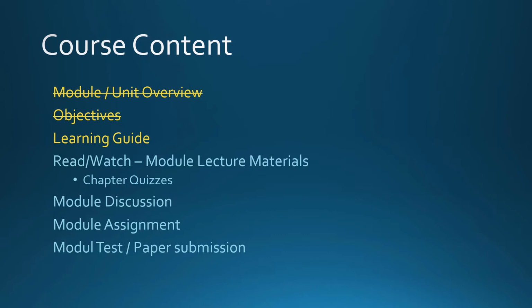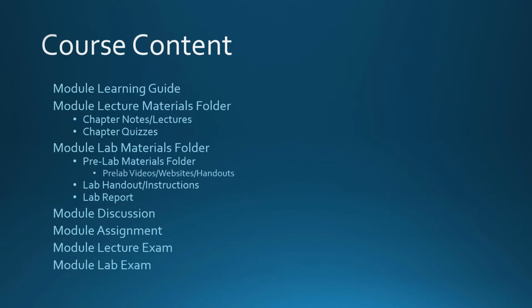And so if I were to look specifically at how I wanted to design this course, I'm going to create a module learning guide, a module lecture materials folder, which will contain some notes and chapter quizzes. I'm going to create a module lab materials folder because this class has a lab associated with it, something that we'll talk about sometime later. It's going to have a pre-lab materials folder, a lab handout instruction sheet, and a lab report link for an assignment. And then finally, I'm going to round out the course content with a module discussion, a module assignment, a lecture exam, and a lab exam.